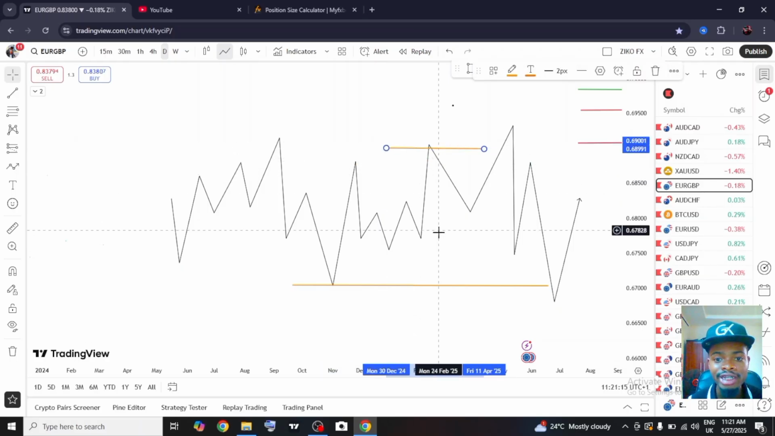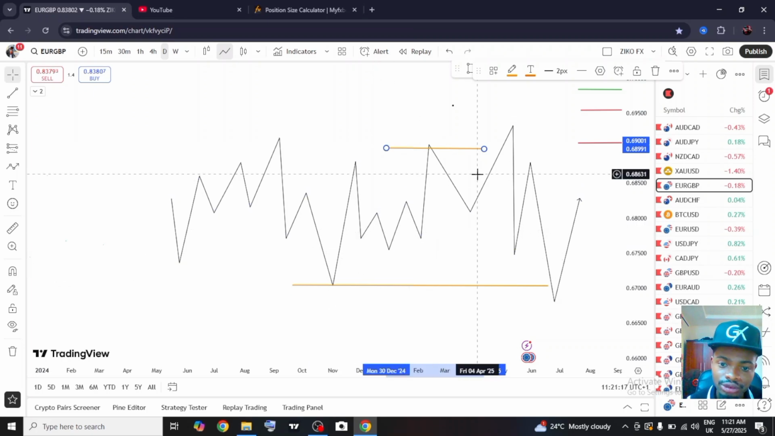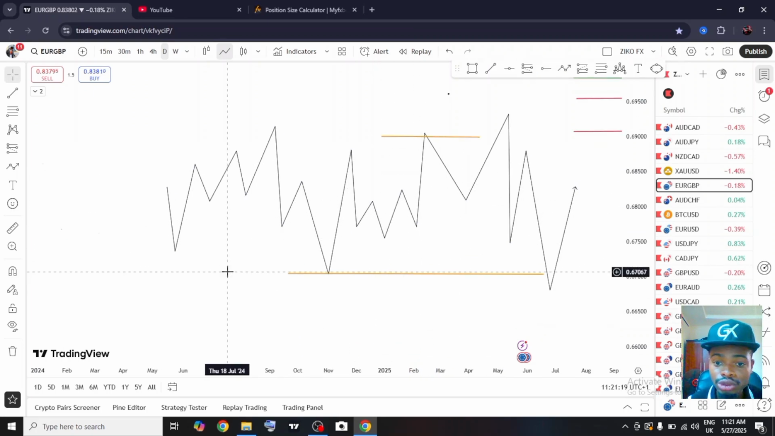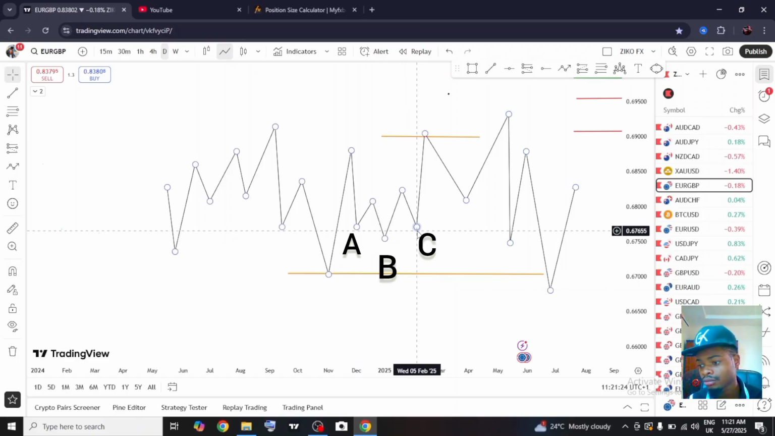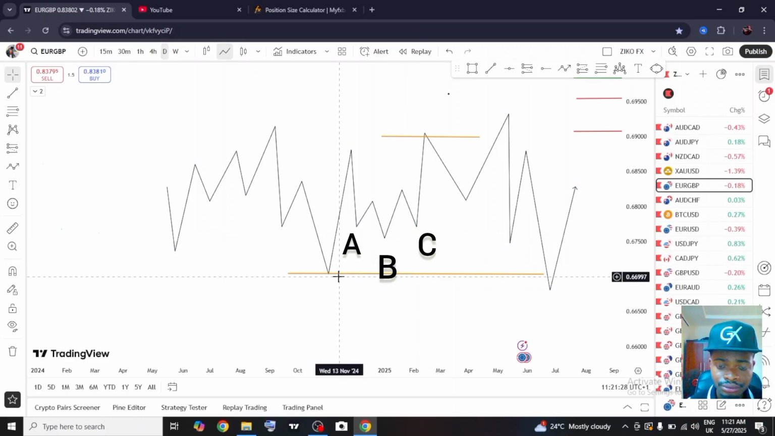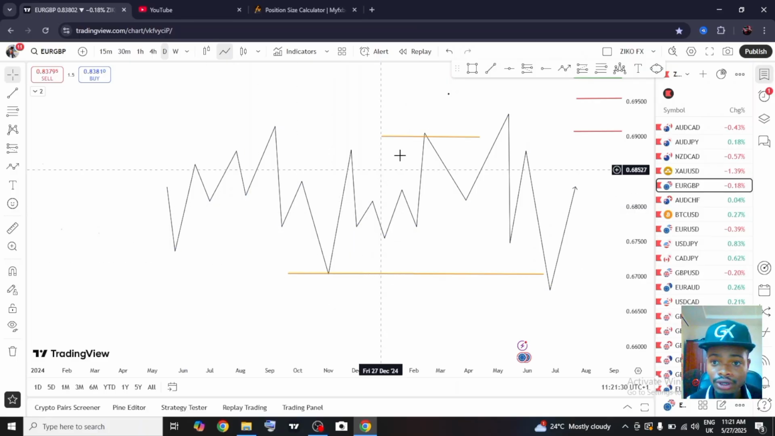Now, where do we put the new lower low? Remember, where do we put the new lower low? Is it at point A, point B, or point C? I'll give you a second. Now, if you have gotten your answer in your mind, this is how you know.